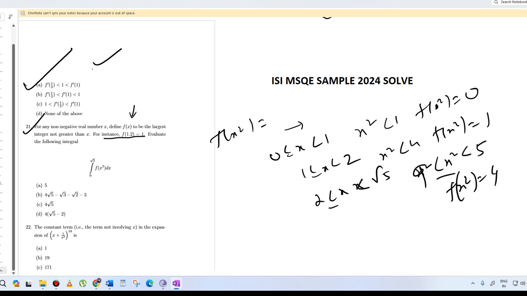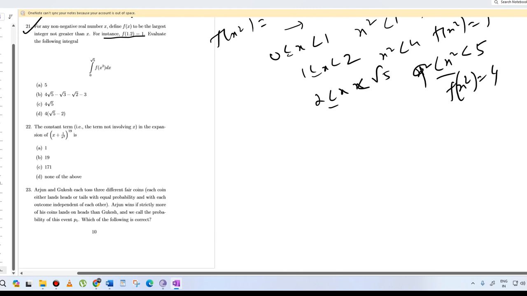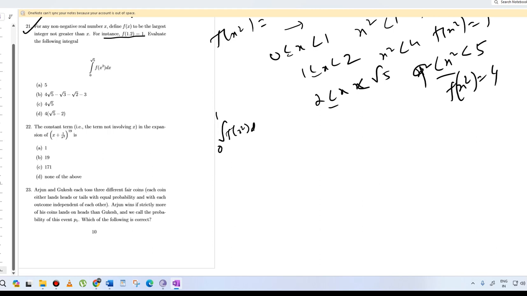So now we can evaluate the integral by splitting into three parts. Okay, so let's do it by splitting into parts. First 0 to 1, f of x square dx, then 1 to 2 f of x square dx, and then 2 to root 5 f of x square dx.